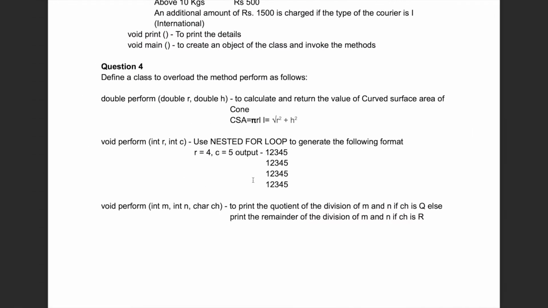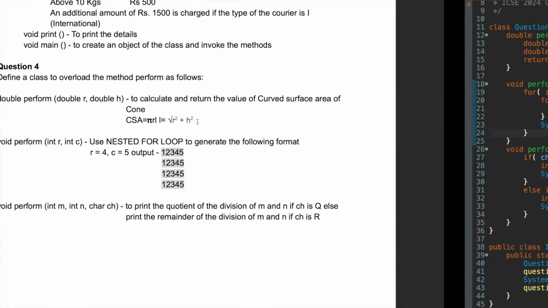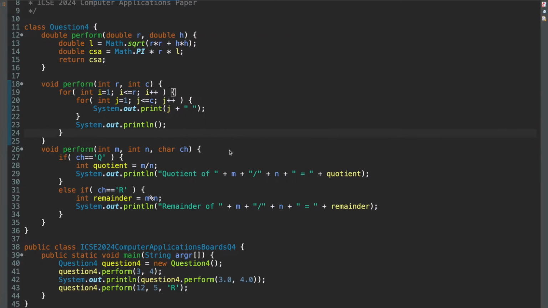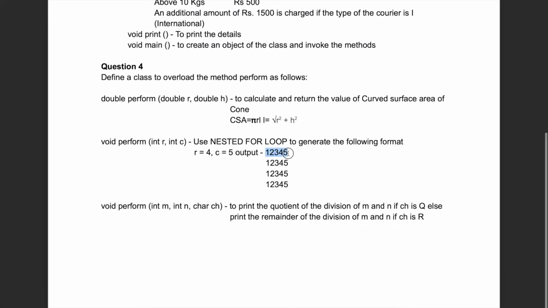So R is the number of rows. For 4 rows you have 4 lines of output, and for C equal to 5 you have 5 values. Now this is copied from the question paper, so I'm not sure if there is a space between 1 and 2. I have kept a space between 1 and 2 and all the numbers in the column. It depends upon the original question paper if you had to place space between them or not.